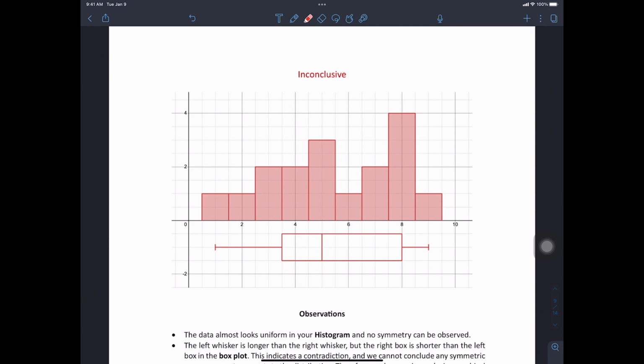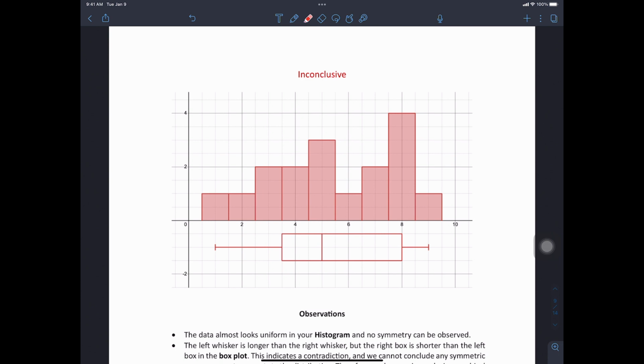If I said to you, where's most of the data? It's kind of hard to see where most of the data is. You guys agree with that? It's not clearly to the center. It's not clearly to the left. It's not even clearly to the right. Is that right? You know what I'm saying?